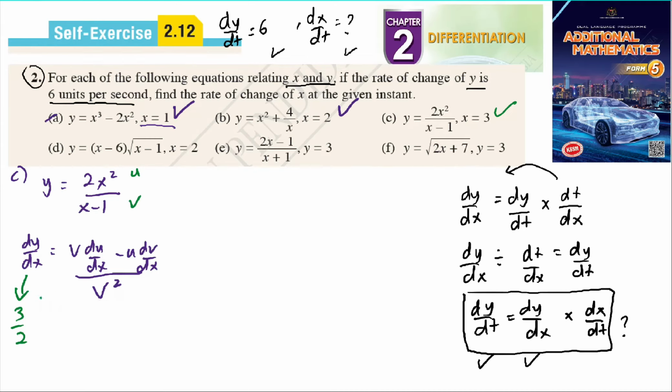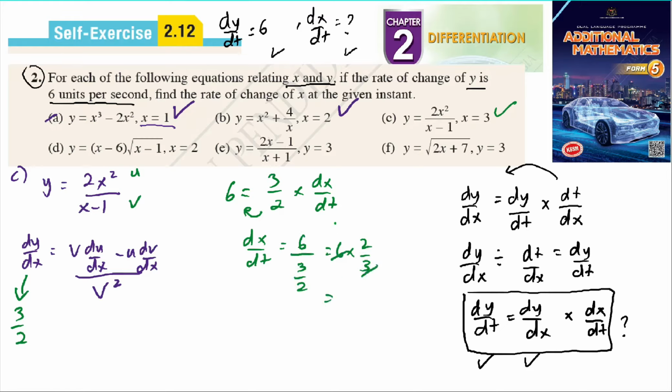So here we have dy over dx is 3 over 2, and dy over dt we already have. So dy over dt is 6, which is equal to dy over dx, 3 over 2, times dx over dt. So dx over dt is equal to, we bring to the other side, 6 divided by 3 over 2, or 6 times 2 over 3, which is equal to 4. This one is 4 units per second.